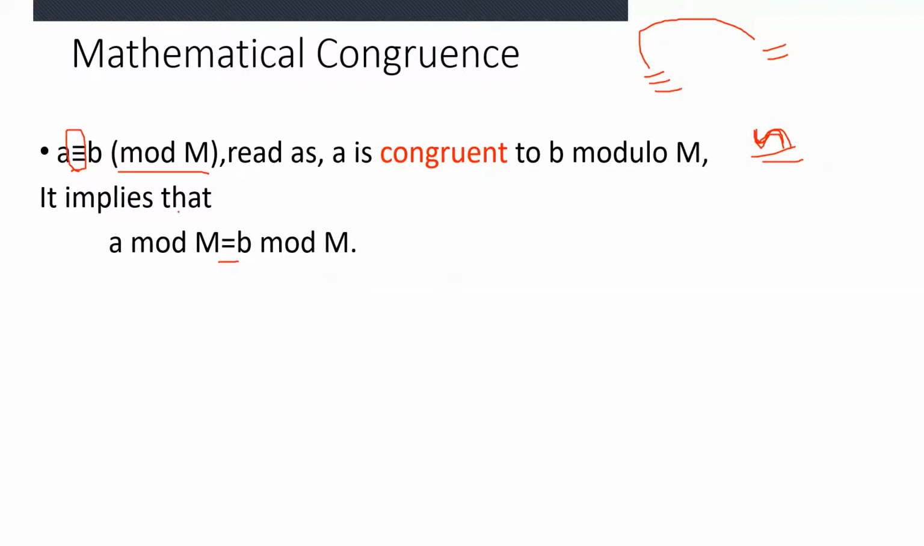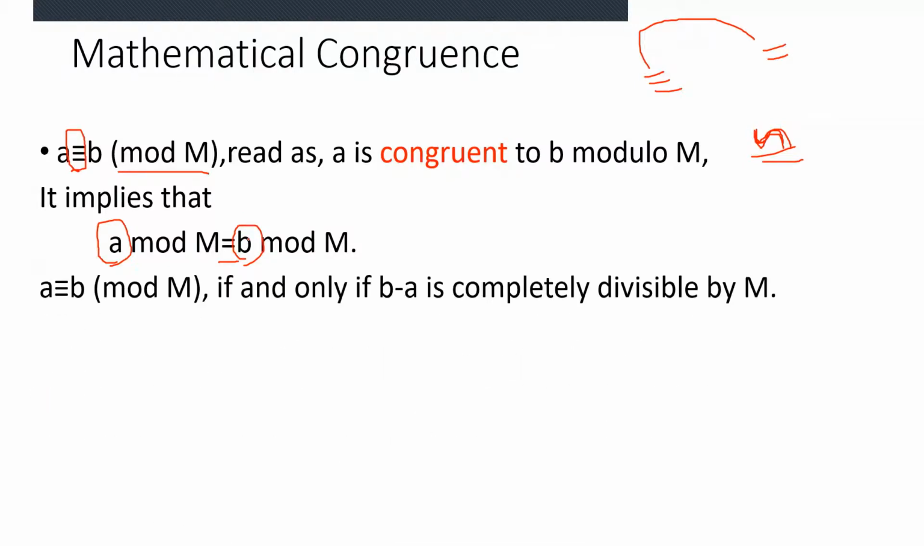Understood? If you are able to find two numbers A and B which will give you the same remainder, that means these two numbers are congruent. I'll show you one example also. And one more thing is implied through this congruent symbol. That means if A is congruent to B mod M, we can write it with the congruent symbol if and only if B minus A is completely divisible by M.